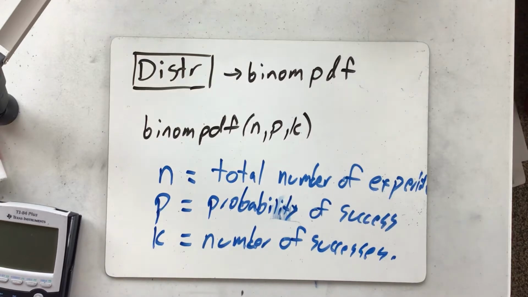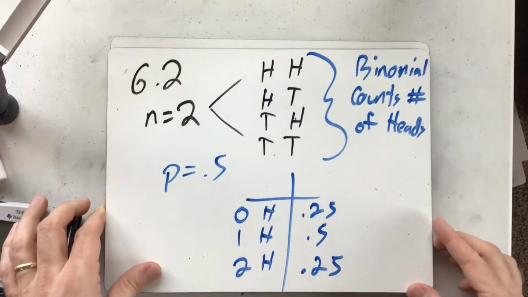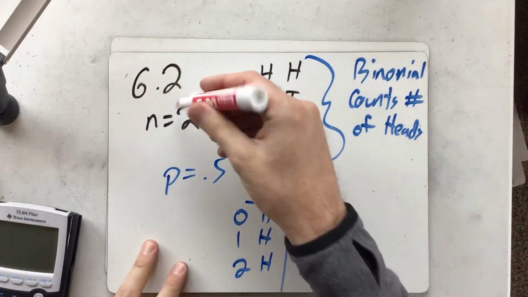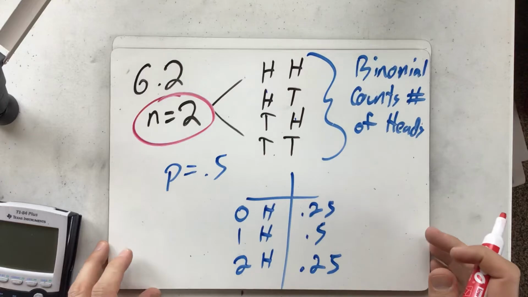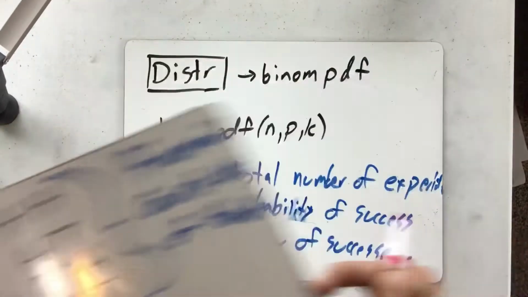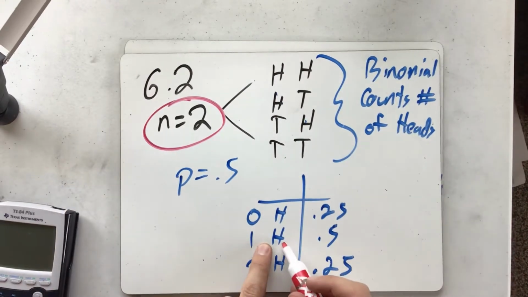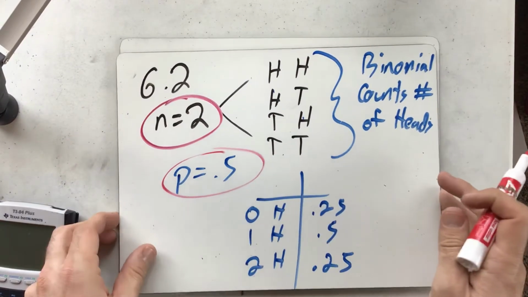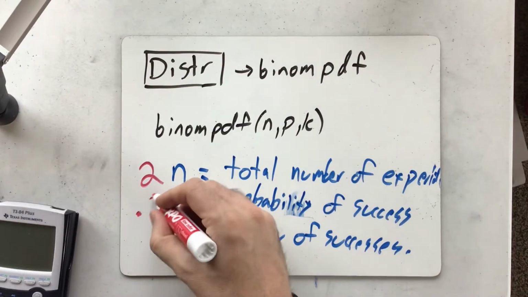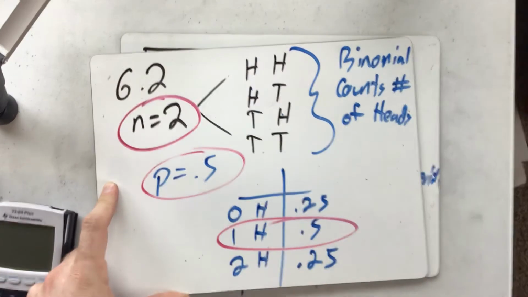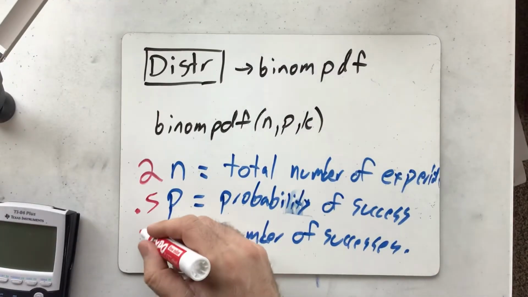So if I wanted to do, say for example, this problem that we did earlier where we had 2 coins, then what I would do is say we flipped our coin 2 times, so I'm going to put 2 in for my n. The probability is 0.5 because a coin has a 50-50% chance of being heads. And then finally, if I wanted to figure out this number right here, what's the probability to get 1 head, I would let k equal 1.